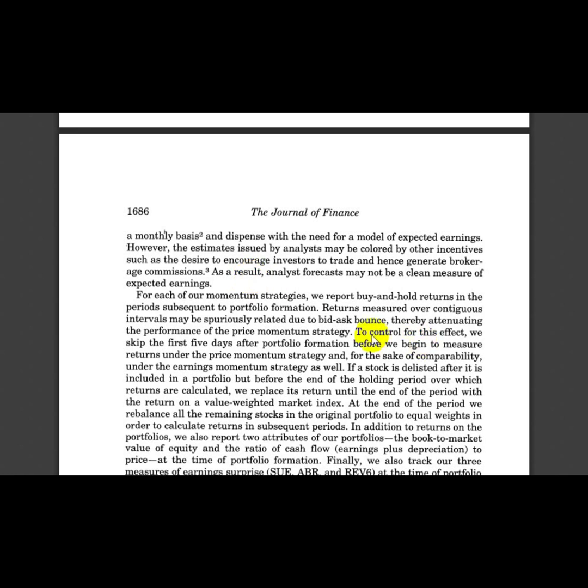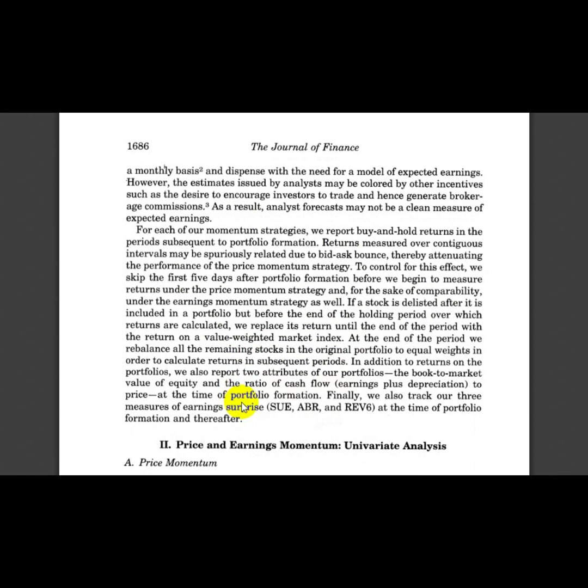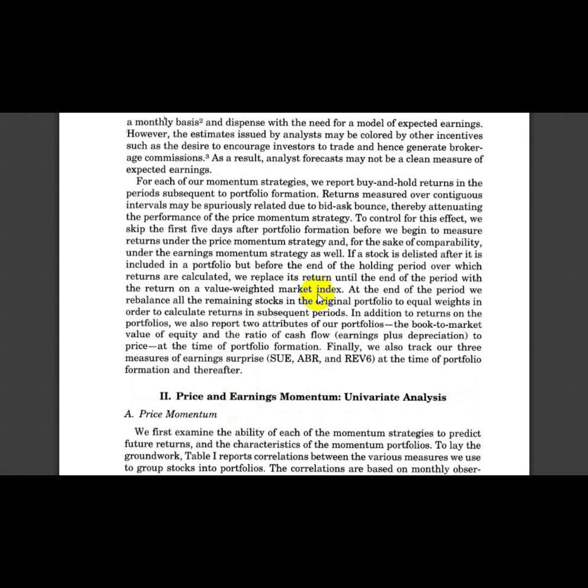And the authors note to control for bid-ask balance, they skip the first 5 days after they form the portfolio. So if a stock is delisted in the middle of the holding period, they put the equal-weighted market index return in its place. And so the portfolios are rebalanced at the end of each period.